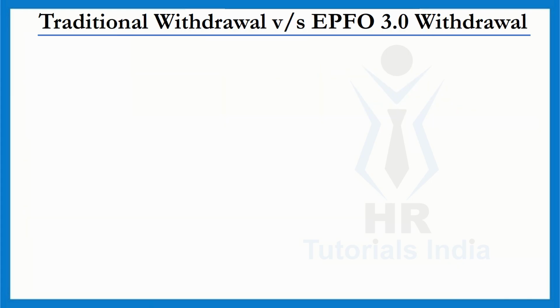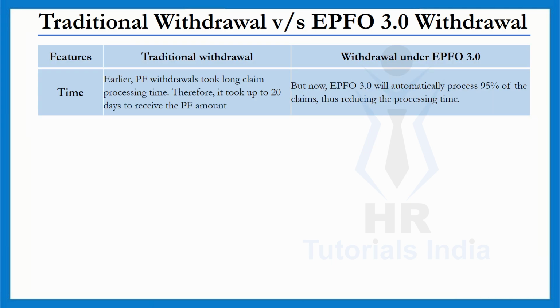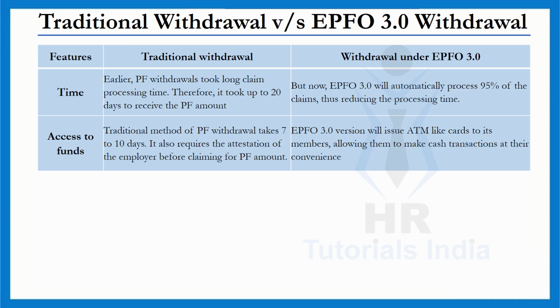Now let us understand the difference between the traditional PF withdrawal process and the new EPFO 3.0 system. Earlier, PF withdrawal used to take a lot of time. The claim processing itself could take up to 20 days before the amount was credited. But under EPFO 3.0, about 95% of the claims will be processed automatically, which means your money will reach you much faster. In the traditional method, accessing your PF funds usually took 7 to 10 working days, and you also needed your employer's attestation before submitting a claim.